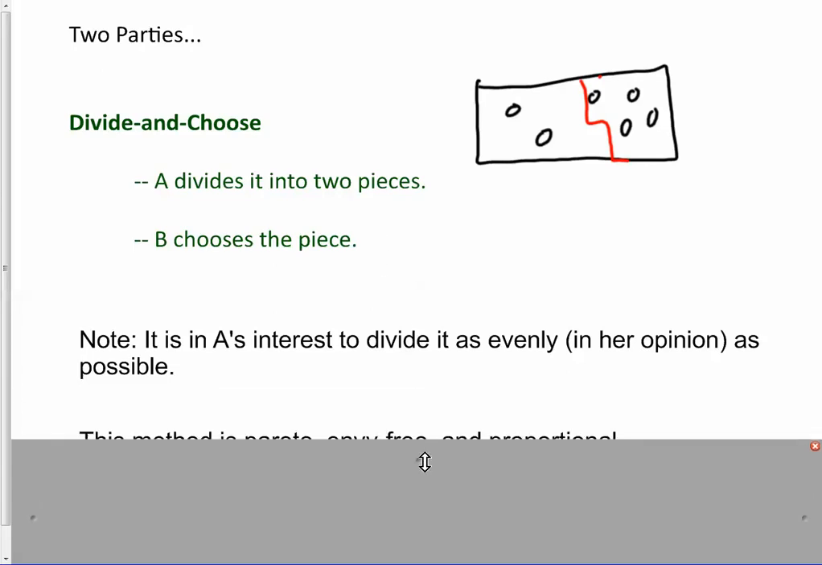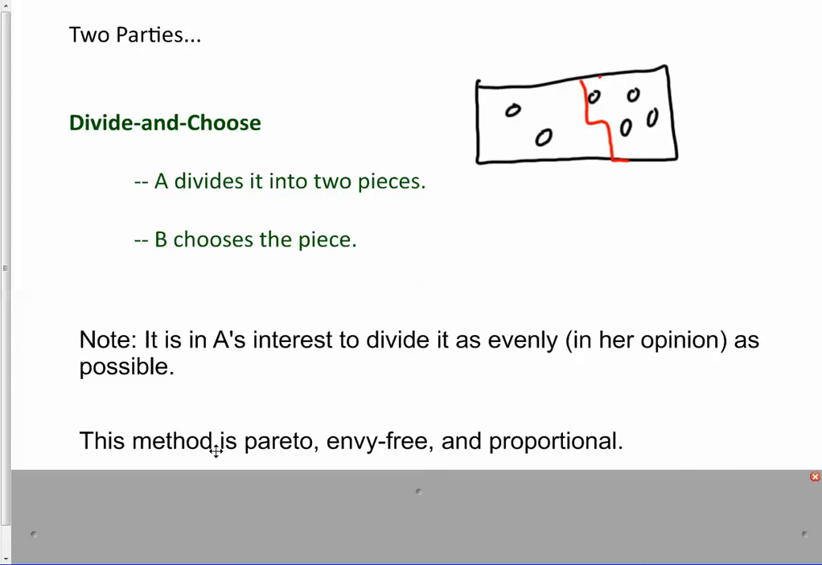Okay, so in terms of our properties for division, this is Pareto. We can't change it and make somebody happier without making somebody sadder. This is envy-free. Nobody's going to want to switch with the other person, right? And this is proportional. Everybody thinks they're getting their fair share, which in this case with two parties is half. Everybody thinks they're getting at least half of the value of the cake.